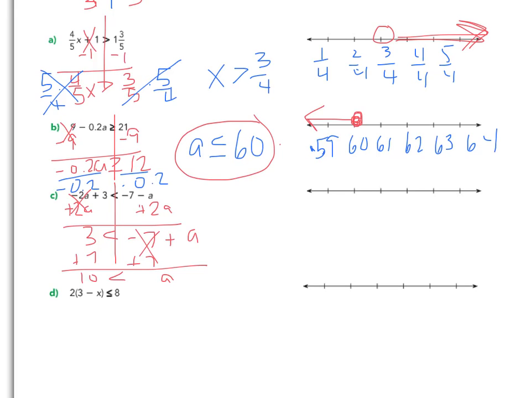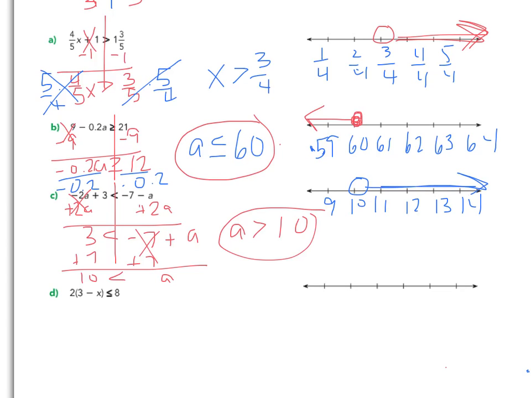Now, in order to graph it, we need the a first, so that means a is greater than 10, because the sign is open to the a. Okay, so now if we graph that, 9, 10, 11, 12, 13, 14, we're going to have an open circle at 10, and since it's greater than, we're going to shade to the right. Okay, so you can go ahead and try D on your own.